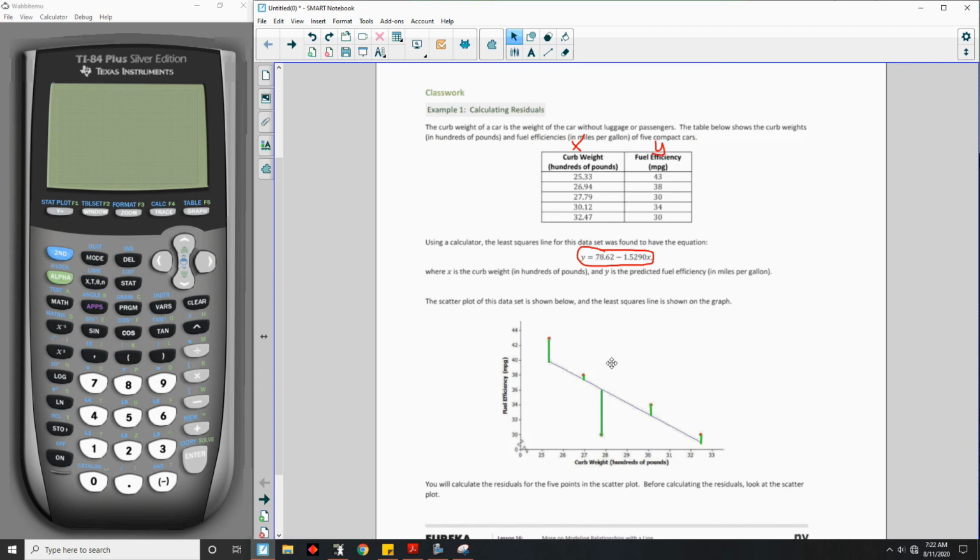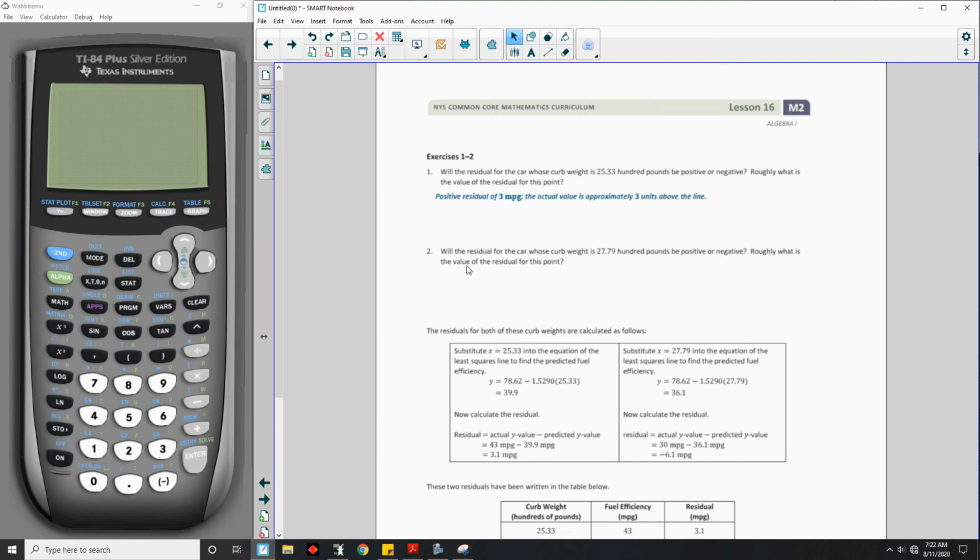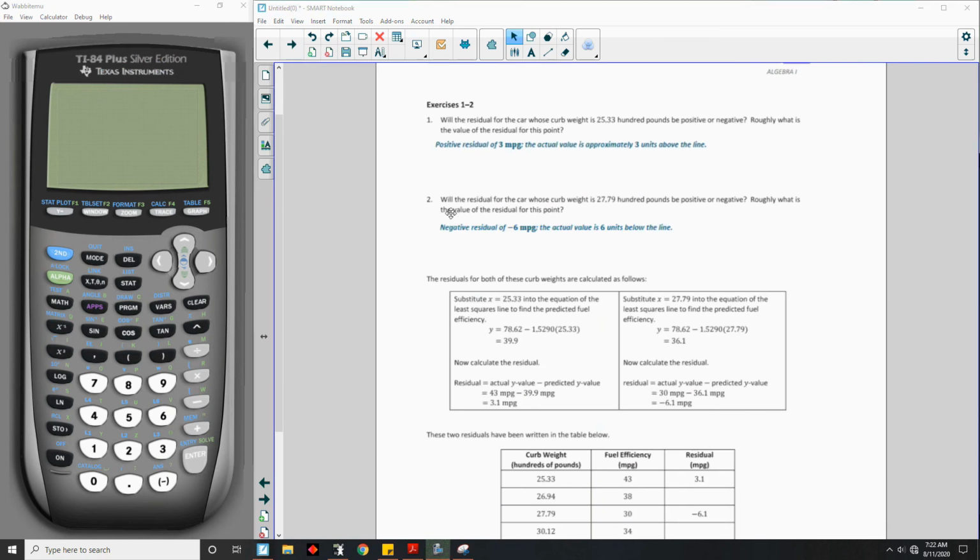27.79 is 30, and its predicted looks to be about 36, so the residual will be negative 6. So there it is, a residual of negative 6 miles per gallon. The actual value is 6 units below the line.